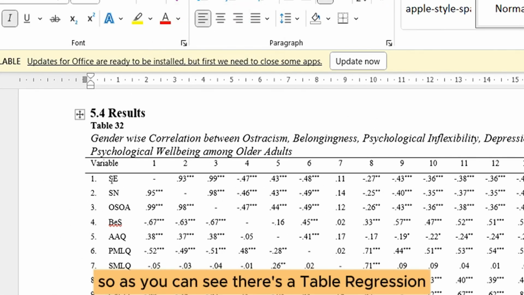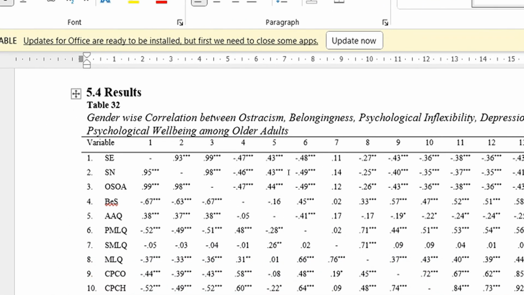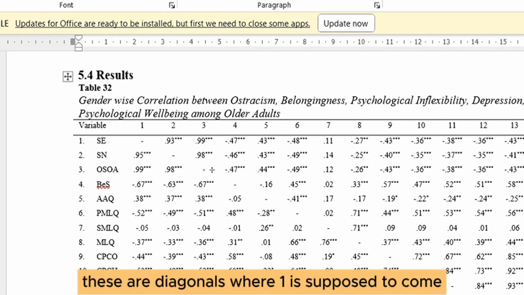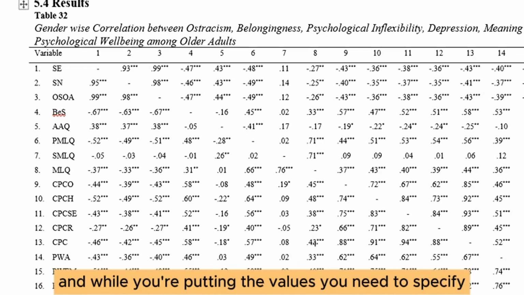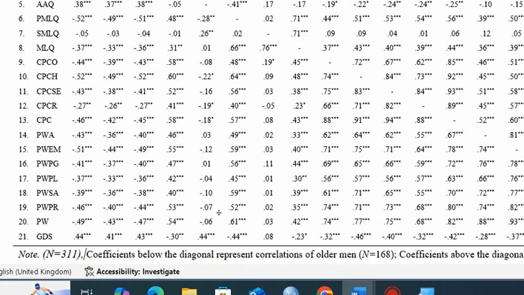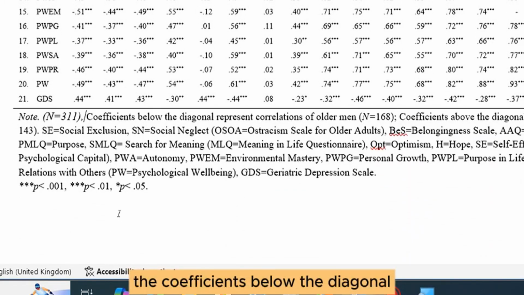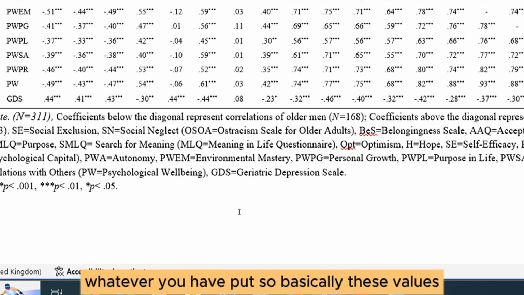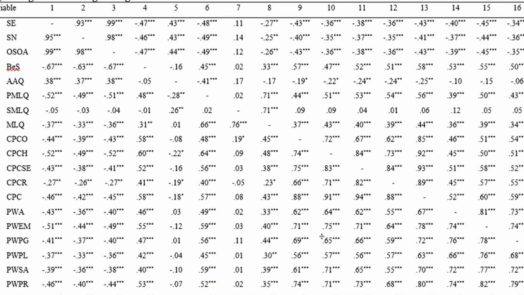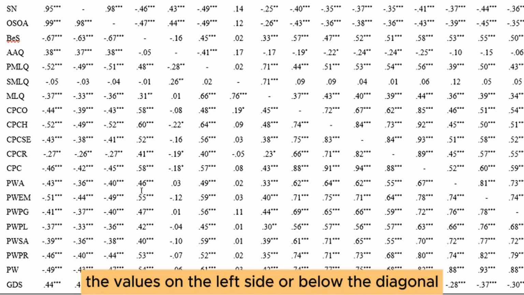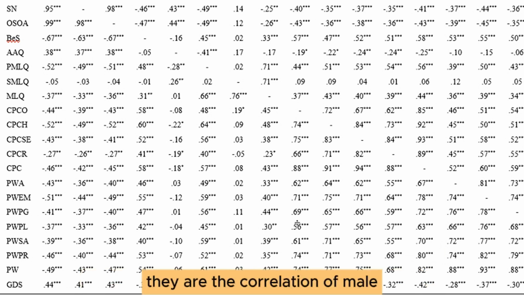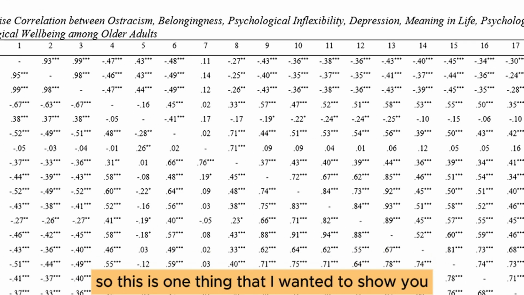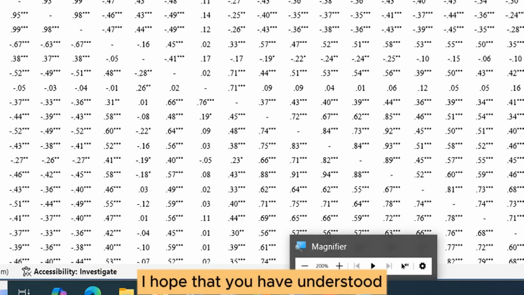So as you can see, this is a correlation table. These are the diagonals where one is supposed to come, and while you're putting the values, you need to specify that coefficients below the diagonal represent correlations of male or female, whatever you have put. So basically, the values on the left side or below the diagonal are the correlations of males, and above the diagonal or on the right side, they are the values of female. So this is one thing that I wanted to show you. I hope that you have understood.